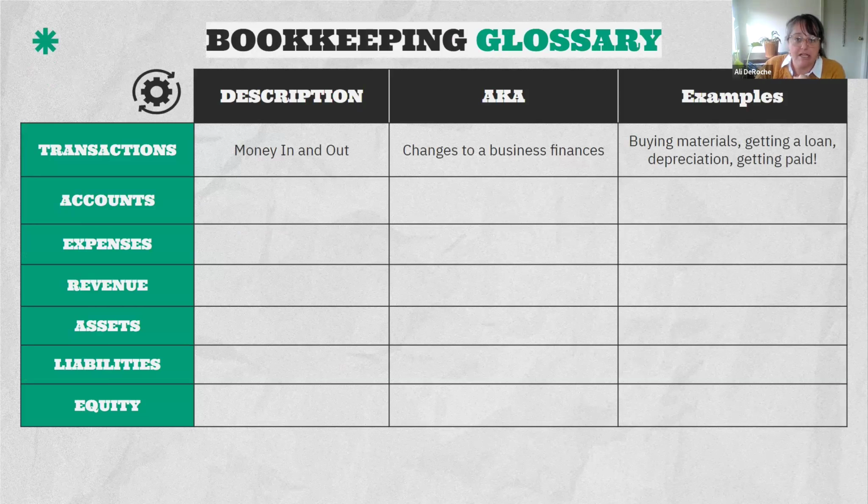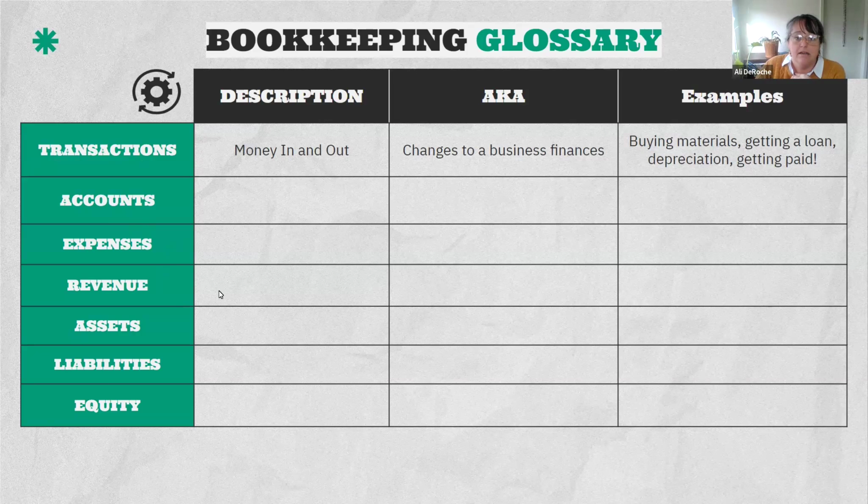To get us started, we've got this one here, transactions. It seems pretty basic, but this is money in and money out. This is also going to be considered a change to your business's finances. For example, a transaction could be buying materials, getting a loan, even non-monetary items like depreciation, and getting paid. These all occur in transactions.